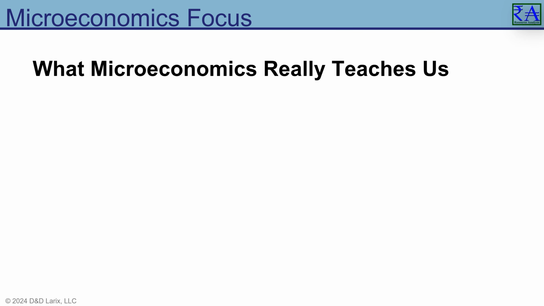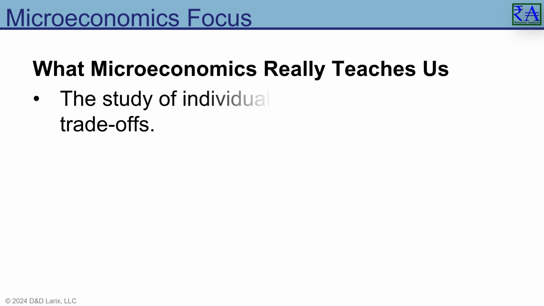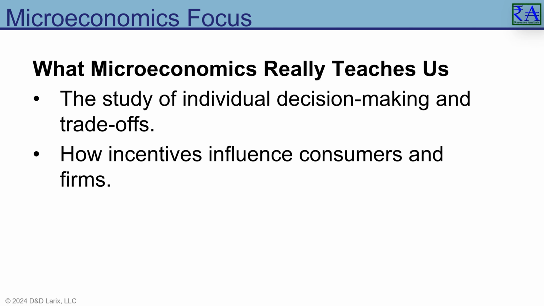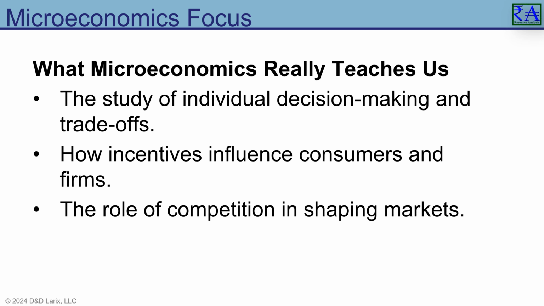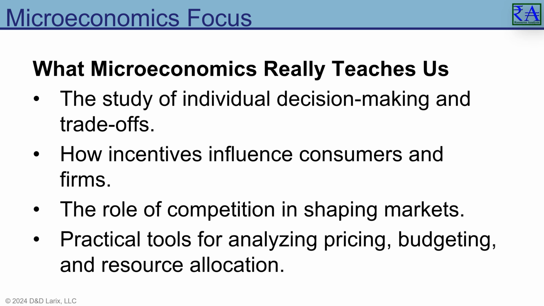Microeconomics zooms in on individual decision-making. It helps us understand how consumers choose between goods, how firms set prices, and how trade-offs impact choices. Incentives, such as sales discounts or higher wages, drive these decisions. Microeconomics also explains how competition shapes markets, like how a farmer's prices for produce might be influenced by what their competitors charge. Finally, it gives us practical tools to analyze real-world issues, such as budgeting, pricing strategies, and the best way to allocate resources efficiently.